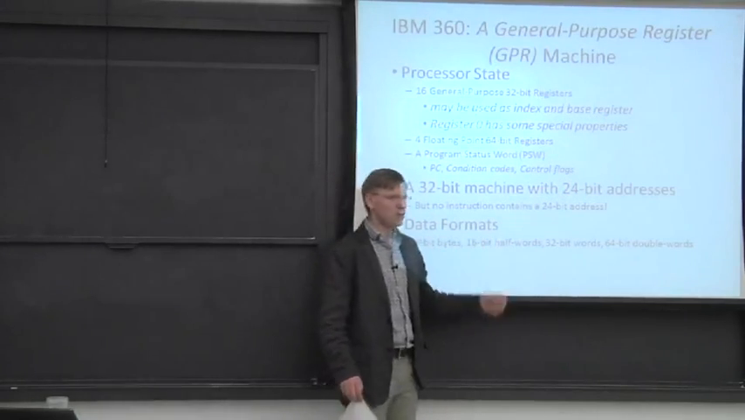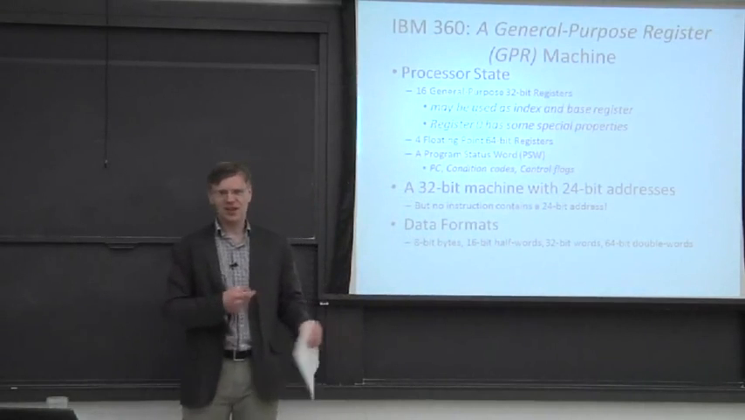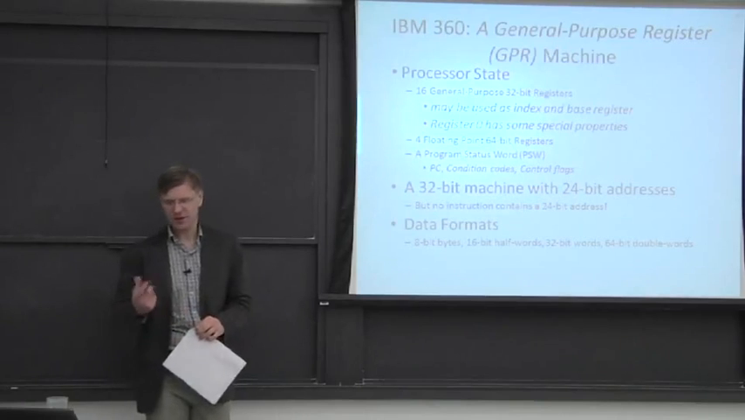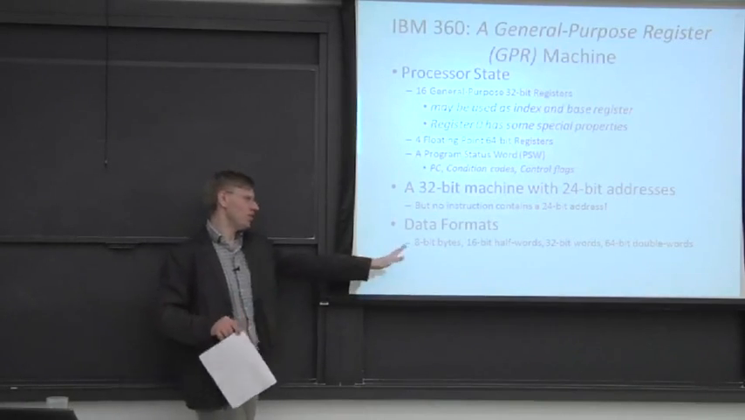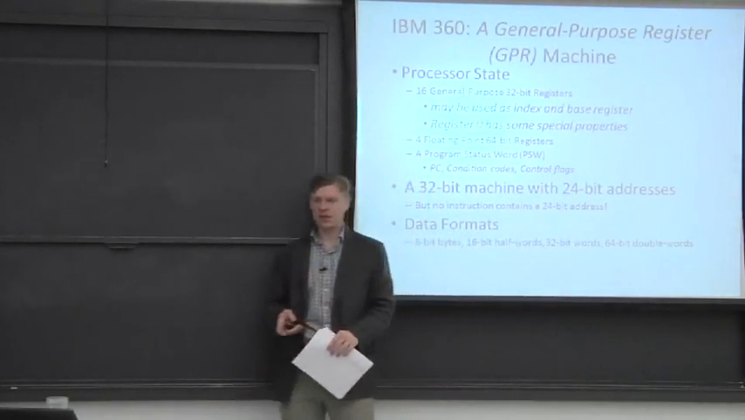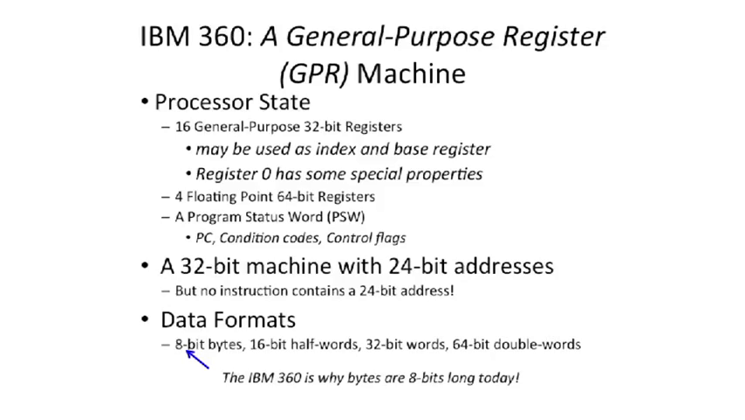And they defined a bunch of different data formats. So there were 8-bit bytes, 16-bit half words, 32-bit words, 64-bit double words. And these were the fundamental data types that you could work on, and you could name these different fundamental data types. And it was actually the IBM 360 that came up with this idea that bytes should be 8 bits long. And that's lived on for today. Because before that, we had lots of different choices.